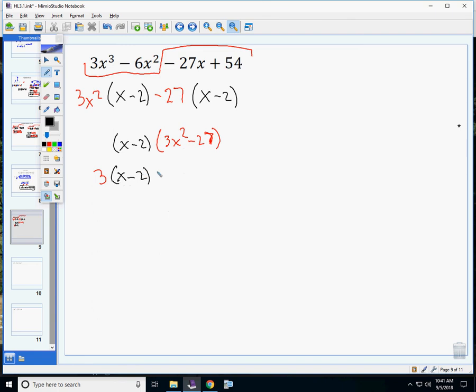When I factor out the 3, I'm left with x squared minus 9. Now you should notice x squared minus 9 is a perfect square. It's a difference of squares. So you got x minus 3, you got x plus 3. We still have the x minus 2 and the 3 that we pulled out in front.